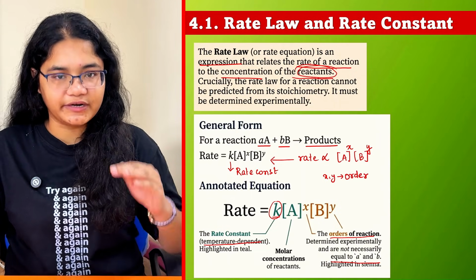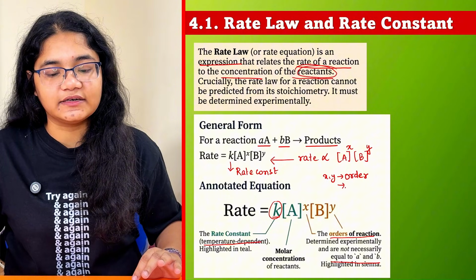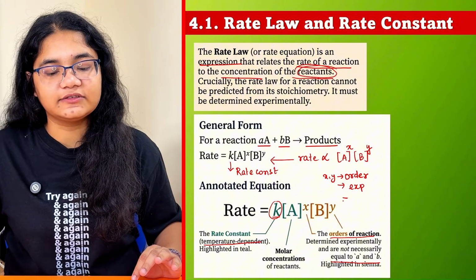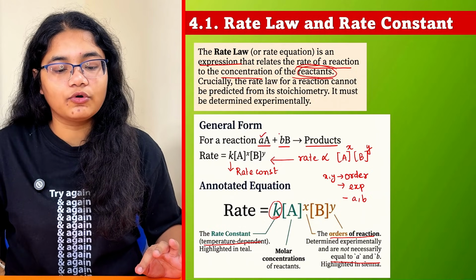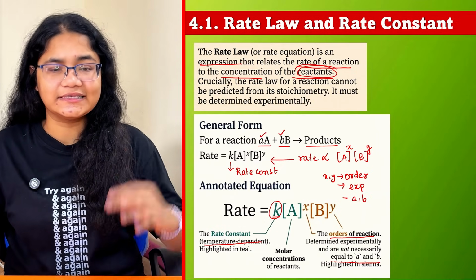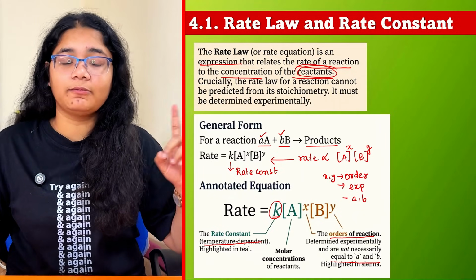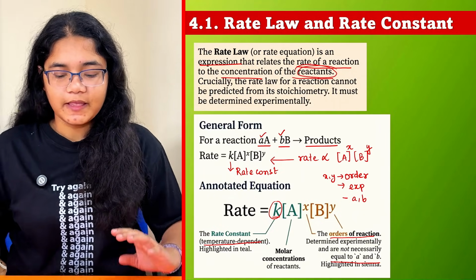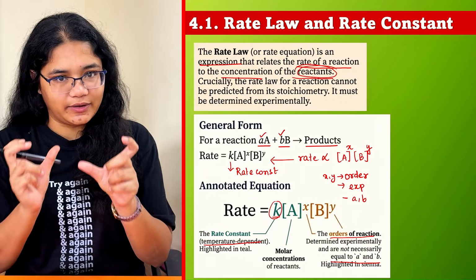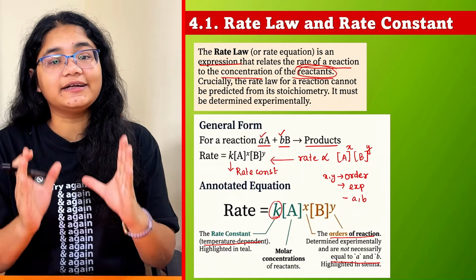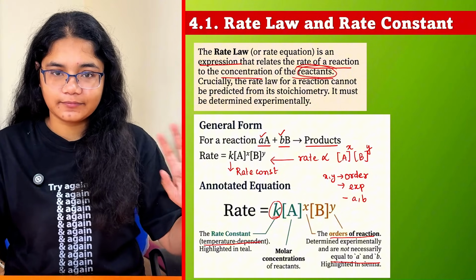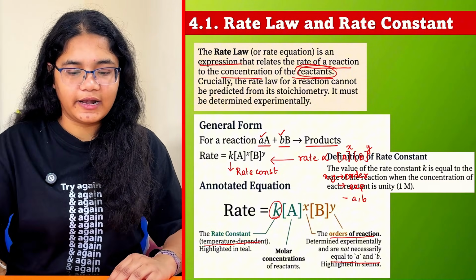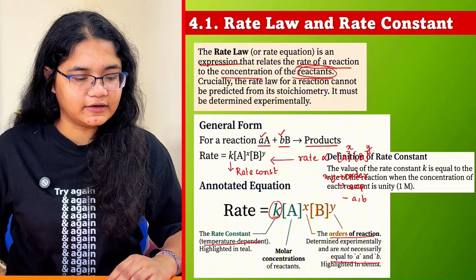What is order? We will discuss, but remember that it is determined experimentally and it may or may not be equal to a and b. Means a and b is what? Their coefficients, right? Stoichiometric coefficients. It may be equal to a but may not be equal to a also. Clear? So what is rate law? Rate law is an expression which relates the rate of the reaction to the concentration of the reactants.